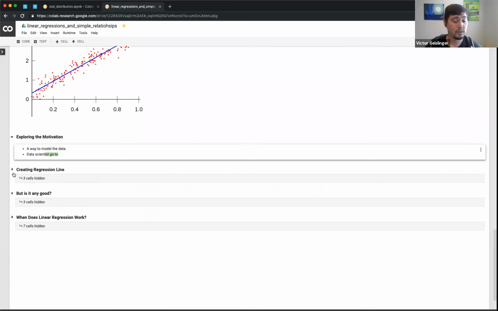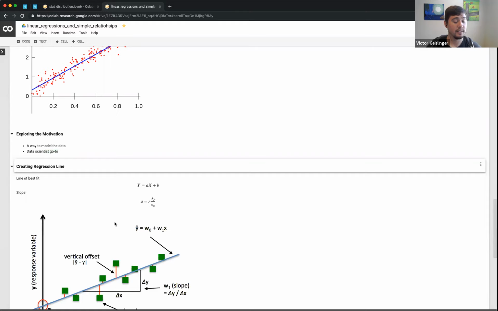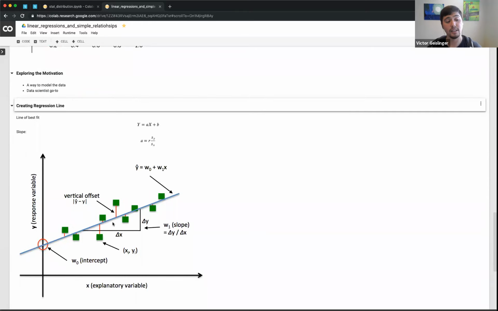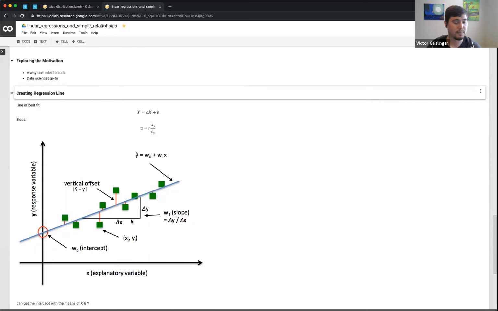Okay, so we'll get into that right now. Good, I was worried I was not going to have enough time, but I think we're going to be good. So, creating a linear regression line. Again, there's a lot going on here. This is in the curriculum, so don't feel like you have to absorb it all right now. In fact, this exact picture is from the curriculum.